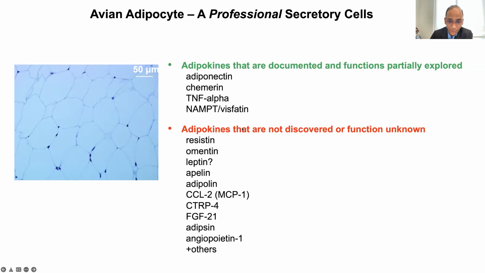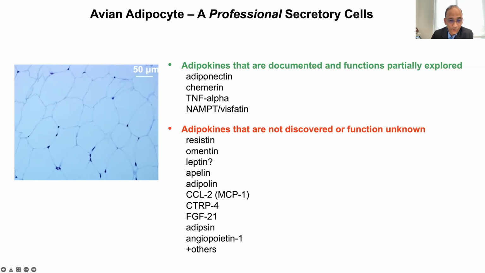And this is partly because of the complex genomic structure of many of these protein hormones found in human. And on the other hand, we now know about adiponectin, chemerin, TNF-alpha. Very recently, we discovered TNF-alpha. And visfatin is actually an enzyme. It is ubiquitously present, not just in the adipose tissue.